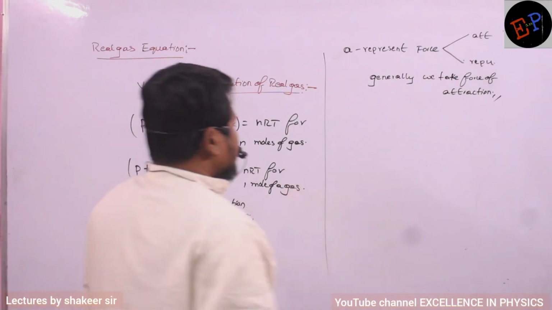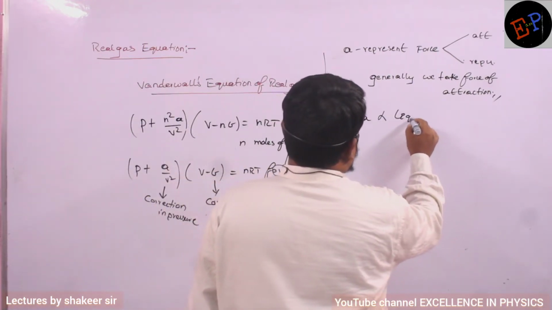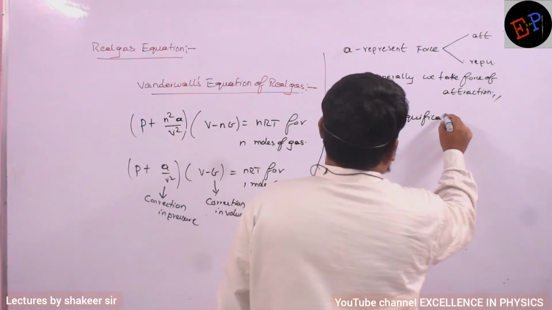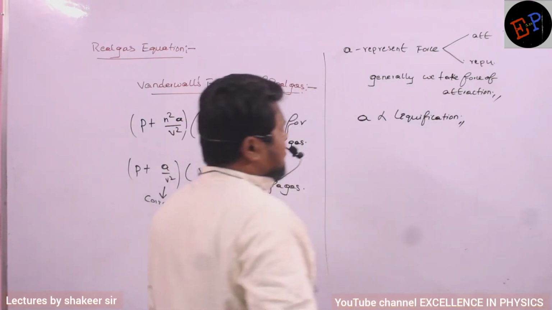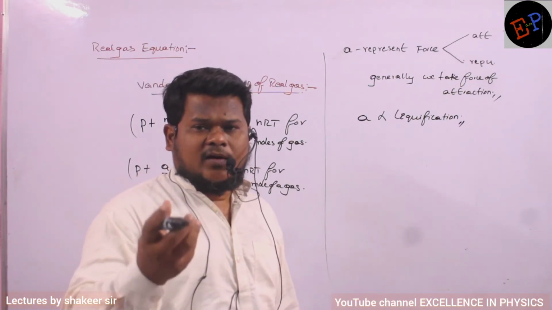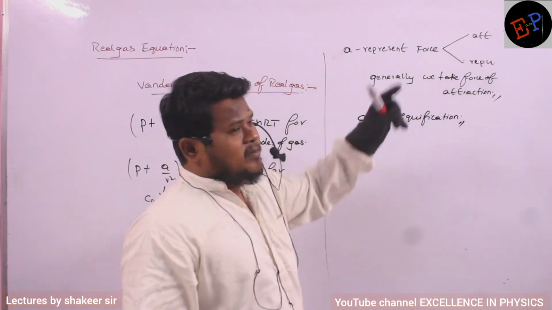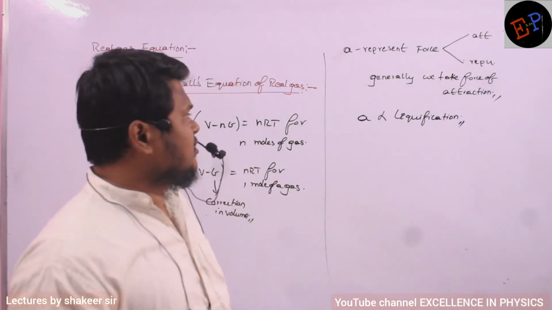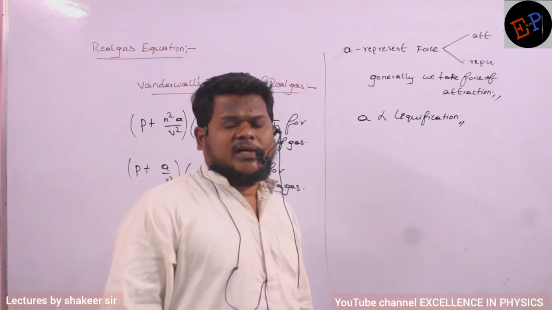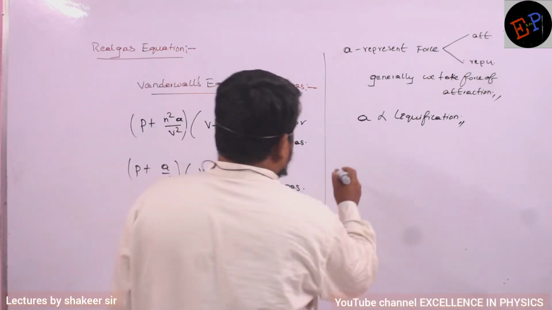So we can also say that a is directly proportional to liquefaction of a gas. It means if the a value is greater, that gas can be easily liquefied. How can you say that a gas is easily liquefied? Because a is directly proportional to attraction. If attraction between the molecules is greater, then the gas can be easily liquefied. Clear?